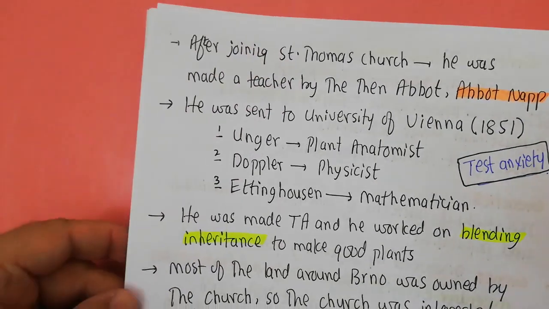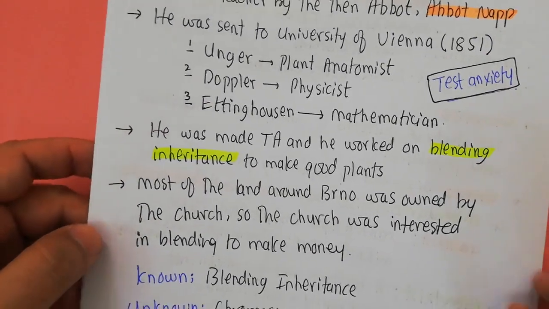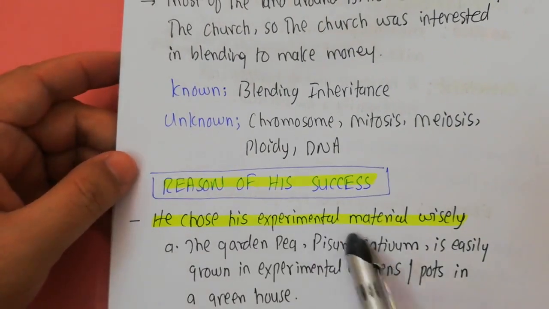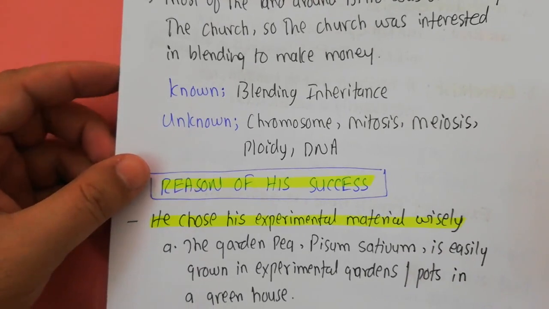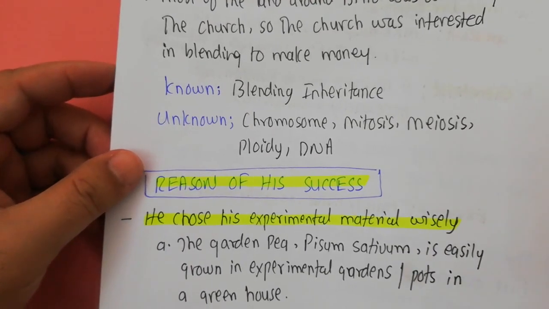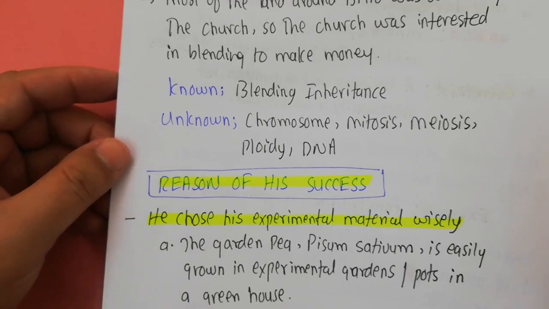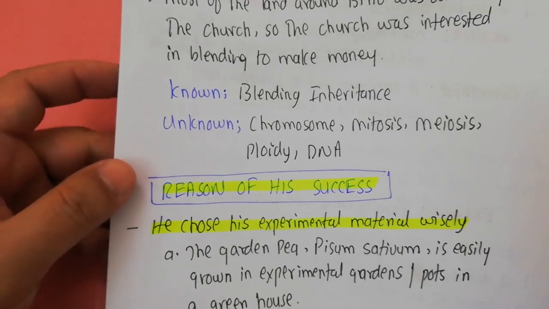Mendel started working on blending inheritance, and I told you that the reason for his success was that he chose his experimental material very wisely. Most scientists at that time were working on blending inheritance, but as Mendel chose his experimental material very wisely, he was able to deduce the results that we see these days.